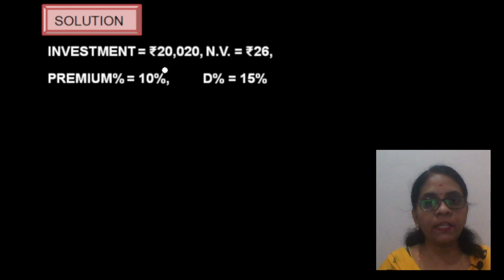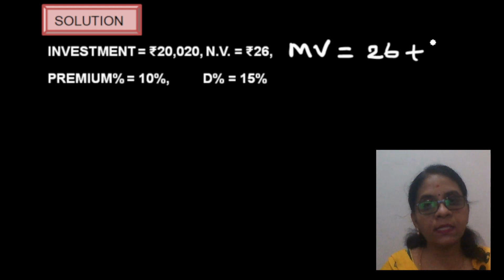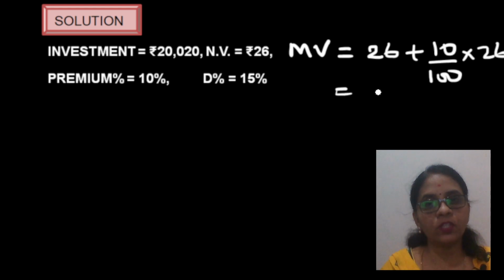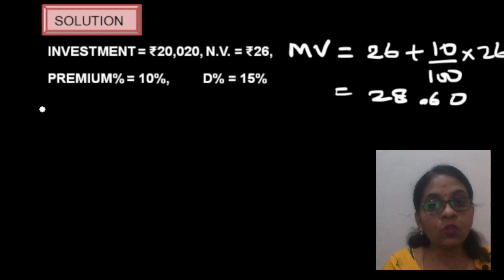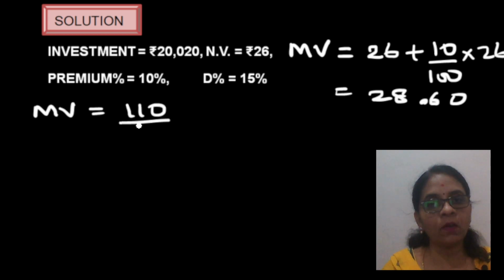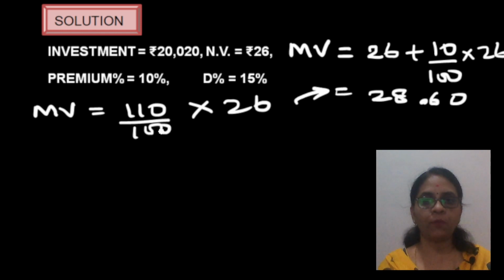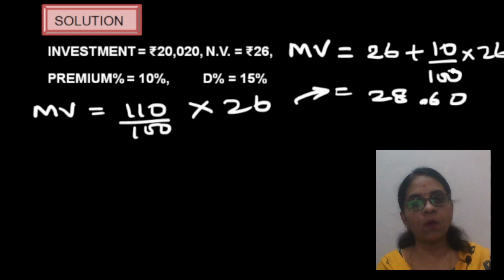So investment is 20,020, nominal value is 26. So what will be the market value? Market value will be 26 plus 10 by 100 into 26, which is equal to 28.60. Now you can also find the market value directly using 110% of 26, which is also equal to 28.60. Whether you adopt this formula or this method, both are the same.